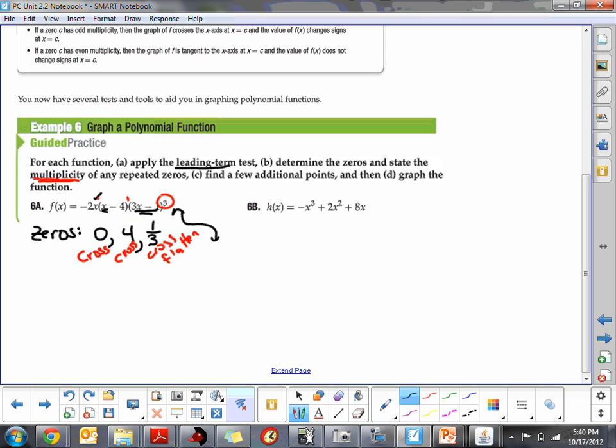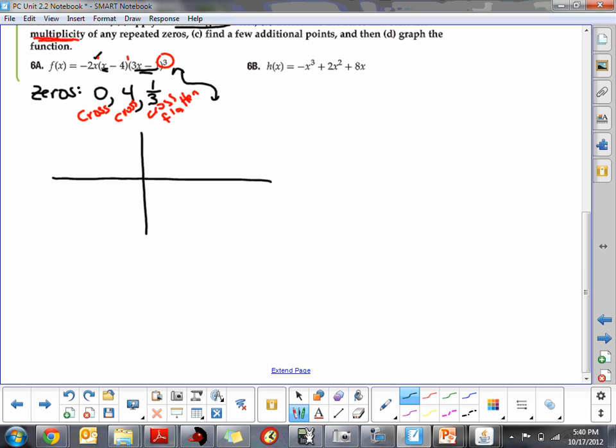So a real rough, rudimentary sketch on this thing would go as such. I know the graph is coming from high and finishing low. The next thing I know is it crosses at 0, it crosses at 4, and it also crosses at 1/3. I'm not going to get all uptight about the scaling on this at all for you guys. I just want to make sure you have a general idea of what the shape is.